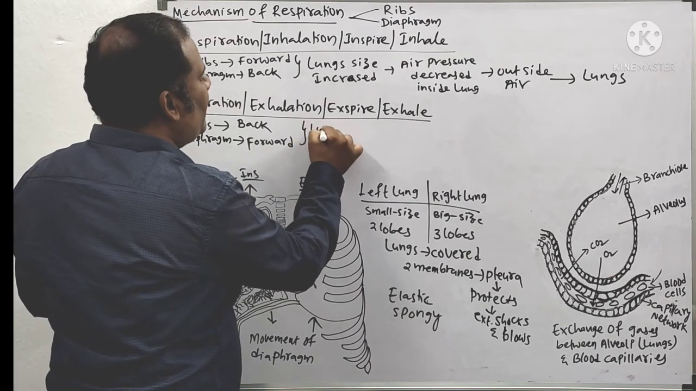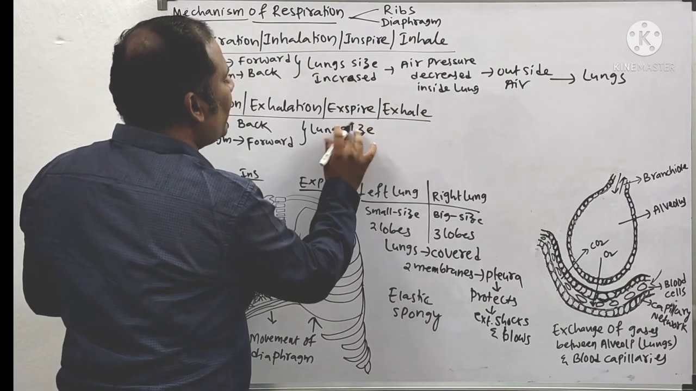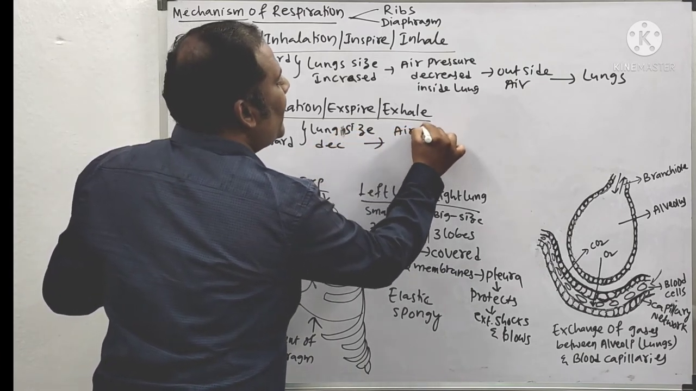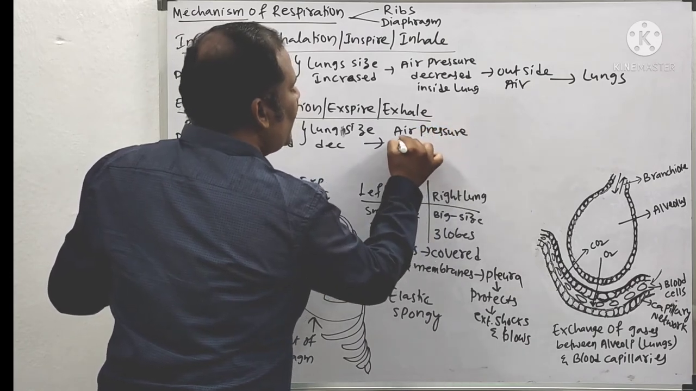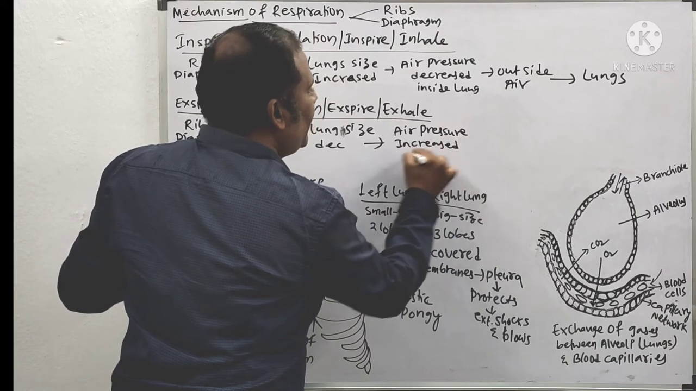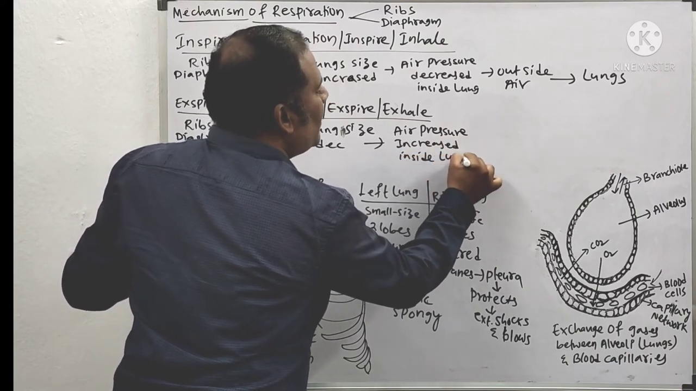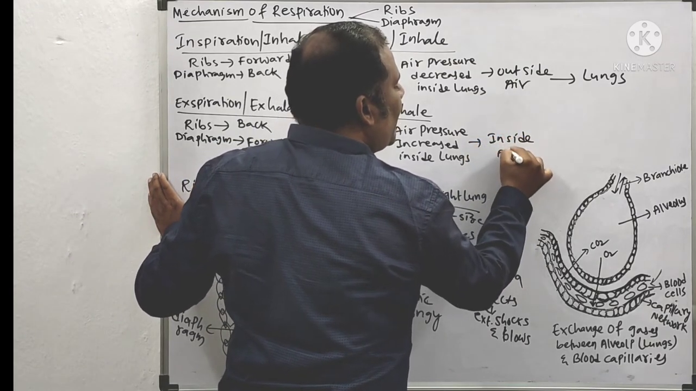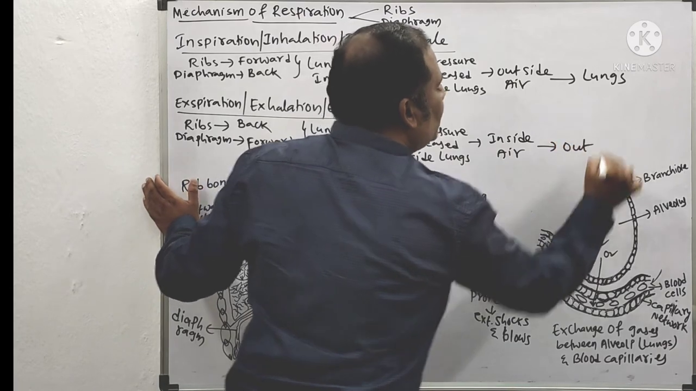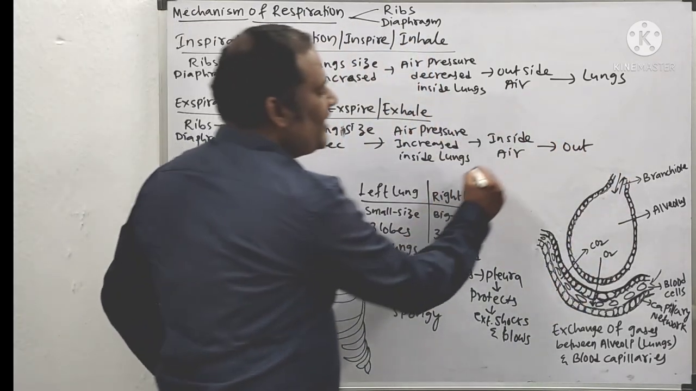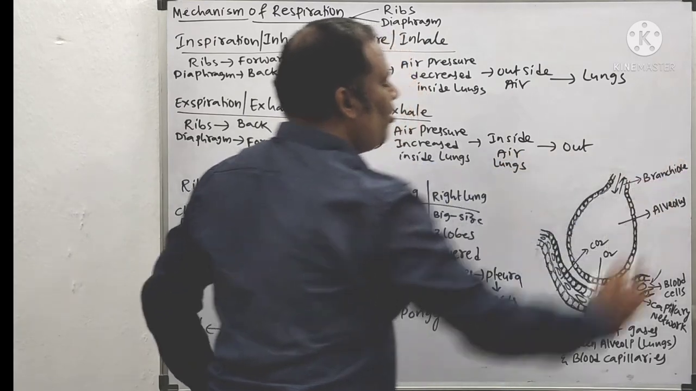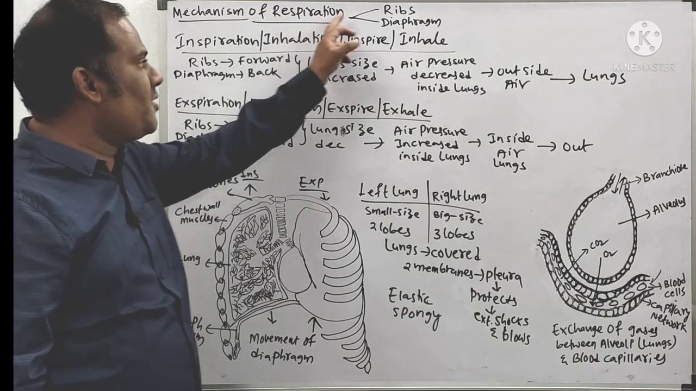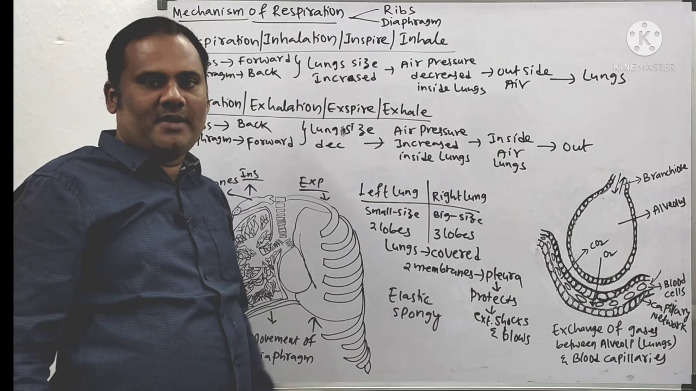So in these conditions, the lung size decreases. When the lung size decreases, air pressure inside the lungs increases. Then the air inside the lungs will go out. From the lungs, the air goes outside. So this is the mechanism of respiration. In the mechanism of respiration, who play the major role? Ribs and the diaphragm.